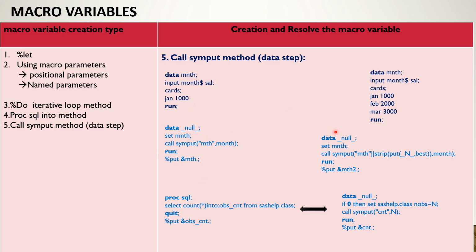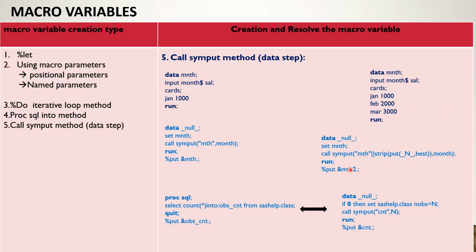Now, for single observations, proc SQL also we created, right? By using the proc SQL INTO method. The same way we can create it by using the CALL SYMPUT method for a single observation. By using proc SQL INTO method for multiple observations also we created macro variables. The same thing, how to create macro variables for multiple observations.